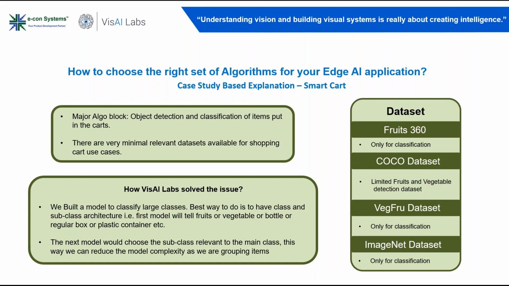If you try to train all this using a single model, generally it takes a performance hit, especially on edge hardware. So how Visay Labs has solved this problem is by using a model hierarchy. We have used a class and subclass hierarchy where a main class will classify something as a fruit and hand it over to a subclass which will actually recognize it as an apple or a banana. This is an innovation we did to solve the performance problem for the smart cart application.